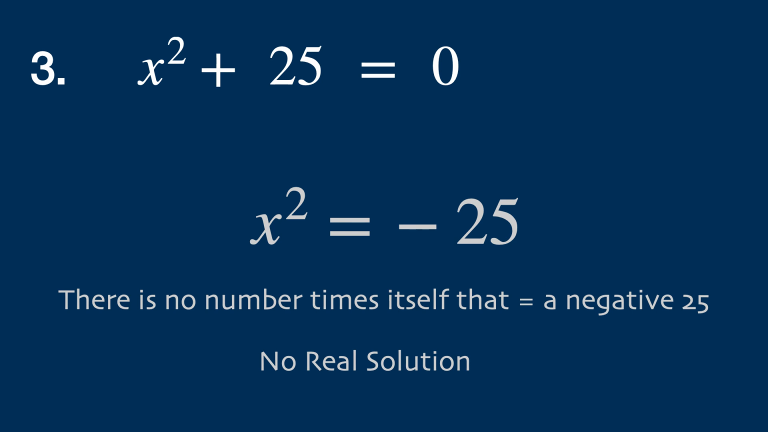So if you would write that down for number 3, make sure that you write yourself a note. There is no number times itself that equals a negative. So if you get that negative, x squared equaling a negative, there is no real solution and you're done with your work. That's it.